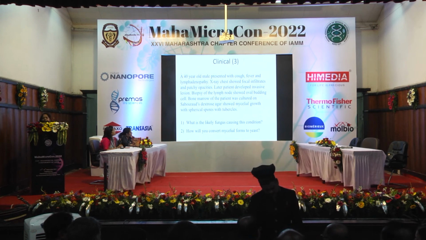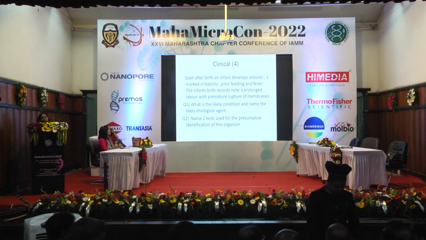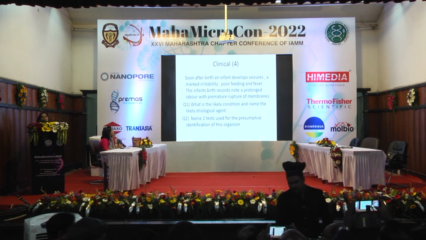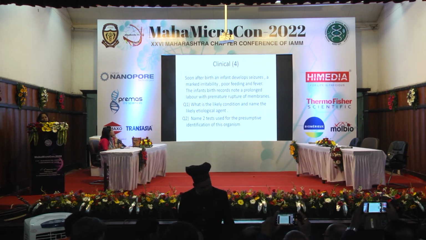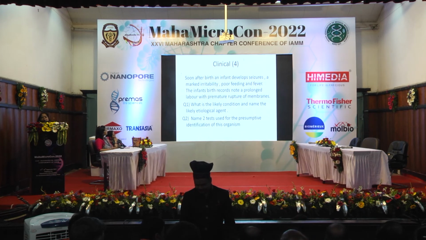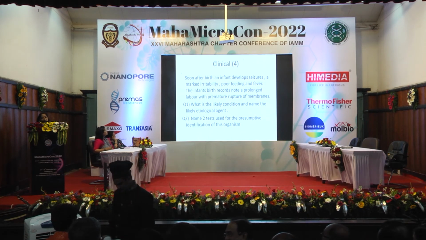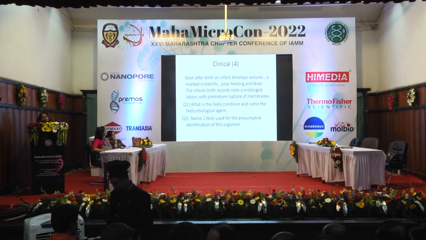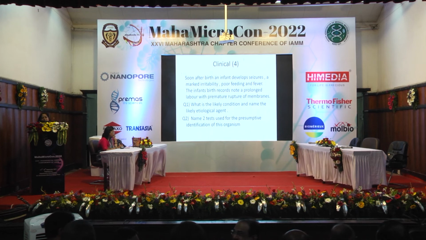Moving on to next question. Soon after the birth, an infant develops seizures and marked irritability, poor feeding and fever. The infant's birth record notes a prolonged labor with premature rupture of membranes. What is the likely condition, and name the likely etiological agent? Name 2 tests used for presumptive identification of this organism.